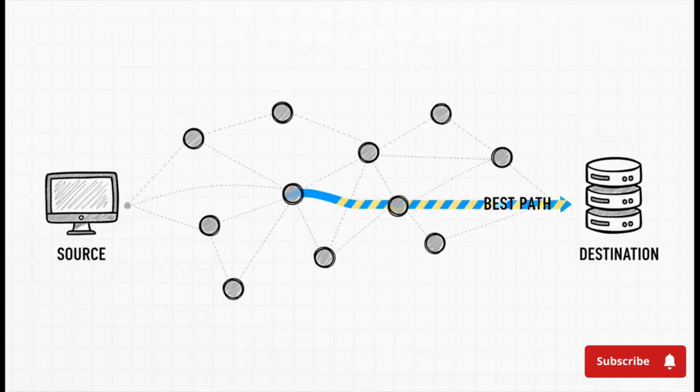Think of this layer as the massive global sorting facility for our postal service. It looks at the final destination for each packet and figures out the best, most efficient path to get it there, even if that means hopping across dozens of different networks all over the world.